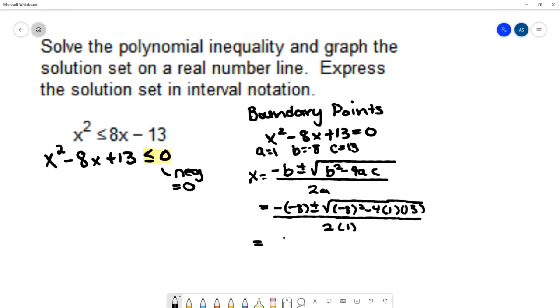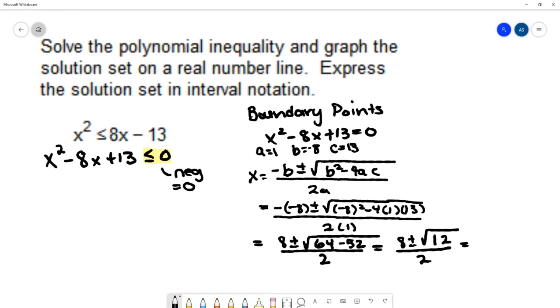We'll simplify. Negative 8 is a positive 8. Negative 8 squared is 64. 4 times 13 is 52. And that's a minus 52 all over 2. 64 minus 52 would give me a 12 underneath the radical. 12 is the same thing as 4 times 3, and I can take the square root of 4. The square root of 4 is 2, and the 3 stays inside the radical.